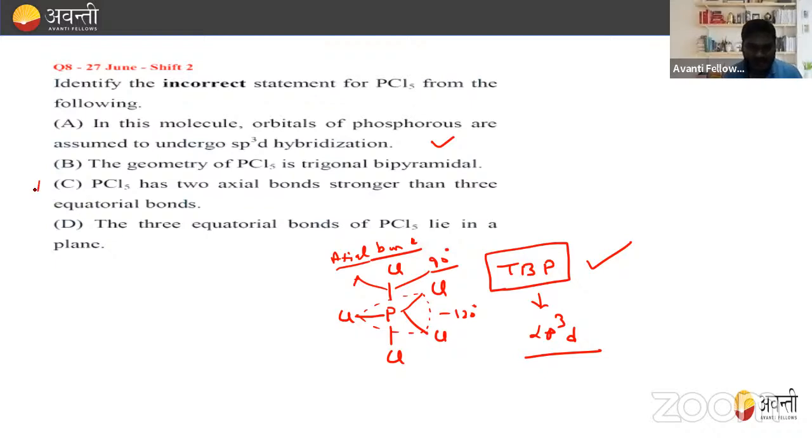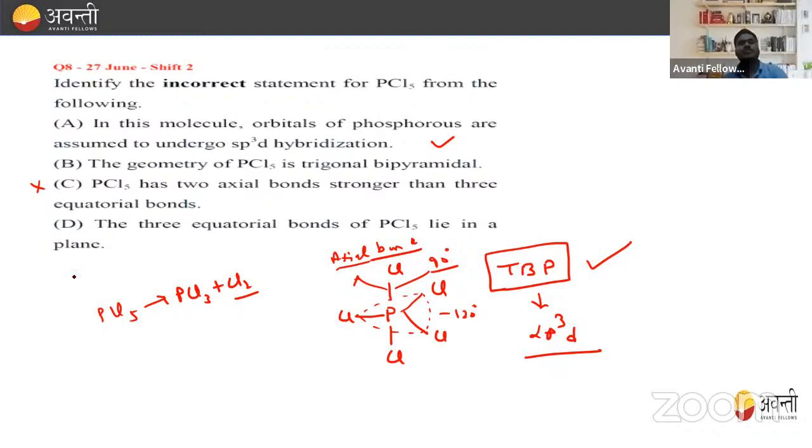PCl5 has two axial bonds stronger than the three equatorial bonds. This is wrong because we know that axial bonds are weaker. PCl5 on heating easily dissociates into PCl3 plus Cl2. These two axial bonds are weaker because there is large repulsion among the axial bonds, so they easily break. Comparing equatorial and axial bonds, the equatorial bond is stronger, not the axial. So this is the wrong statement.